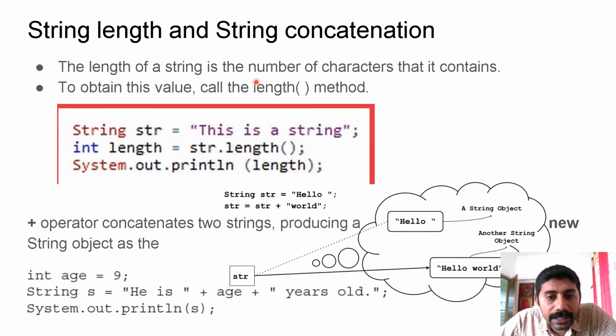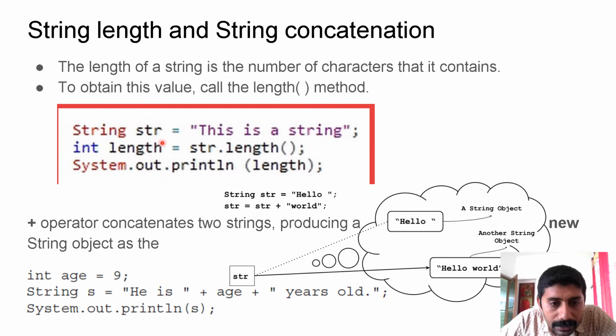The length of a string is the number of characters that it contains. To obtain the value, there is a method called length. For an array, to obtain how many elements are present in the array, you use a property, array name dot length. But in the case of a string, to find out how many characters are present in a string, you have to make use of a method, string name dot length method.